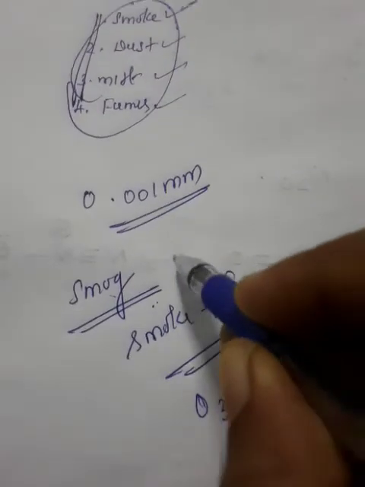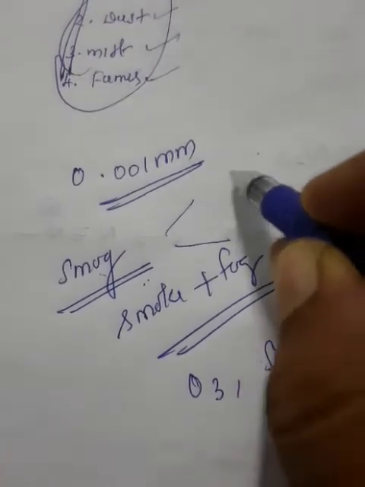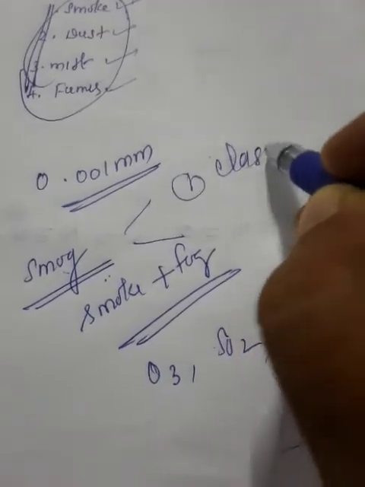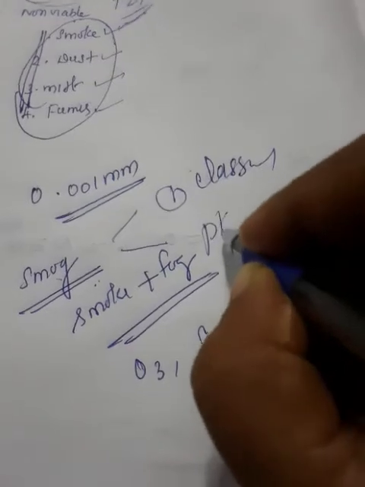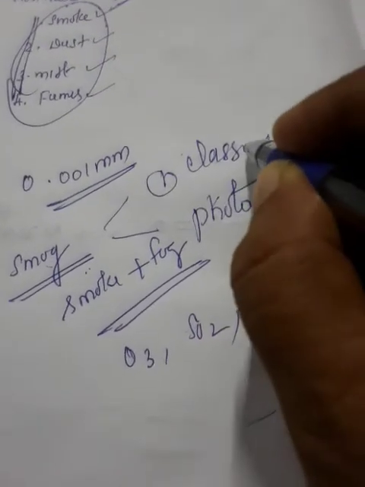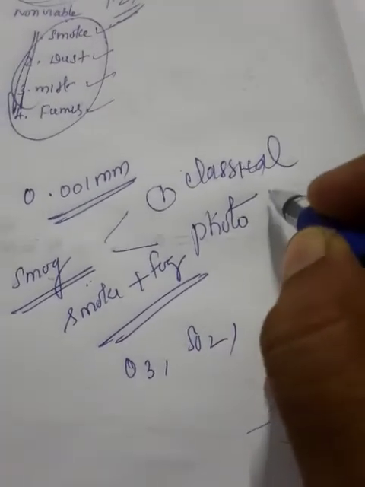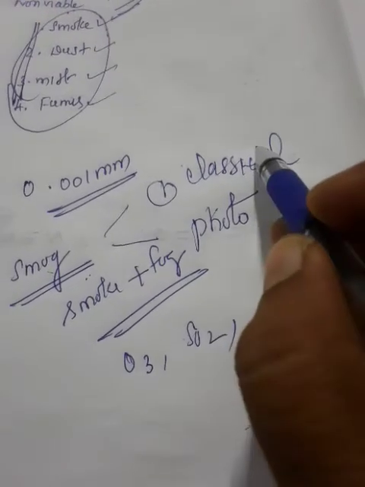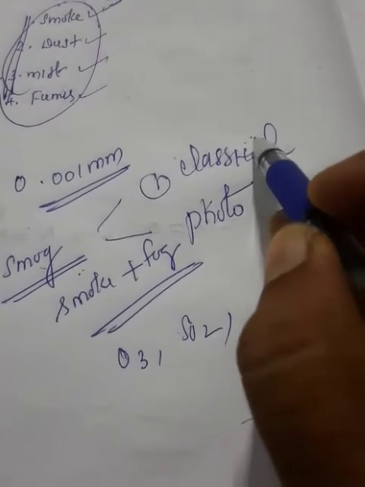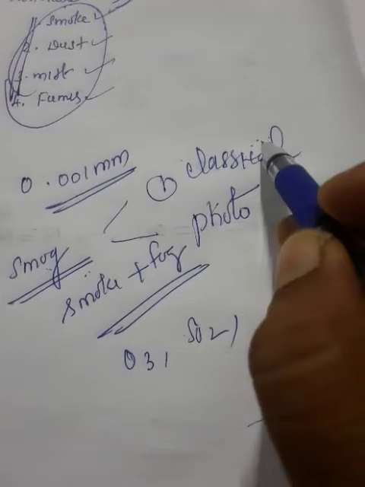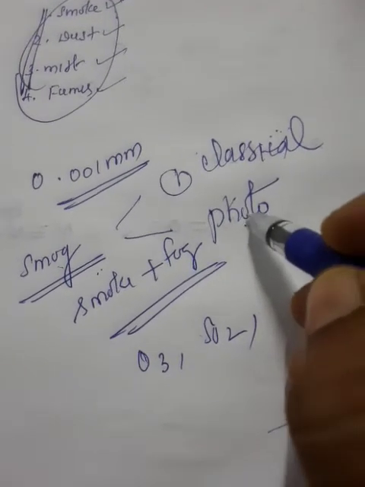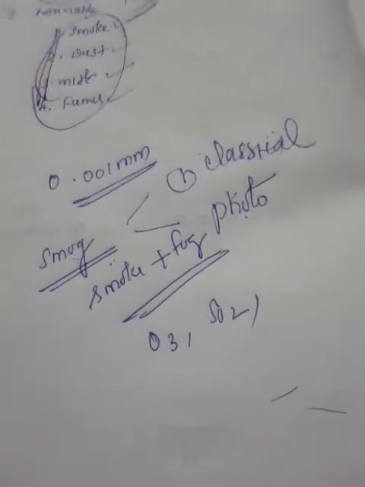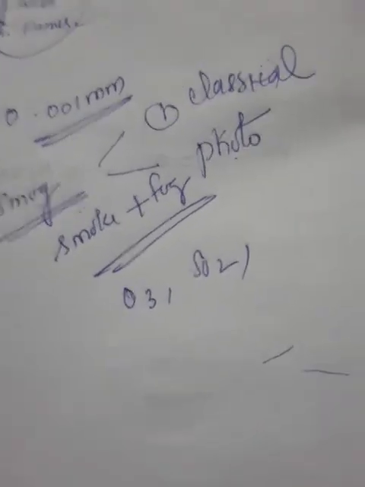So there are two types of smog. One is classical smog, the other one is photochemical smog. Classical smog is caused by coal, smoke, and fog. Photochemical smog is caused by photochemical oxidants. Now we are going to discuss in detail.